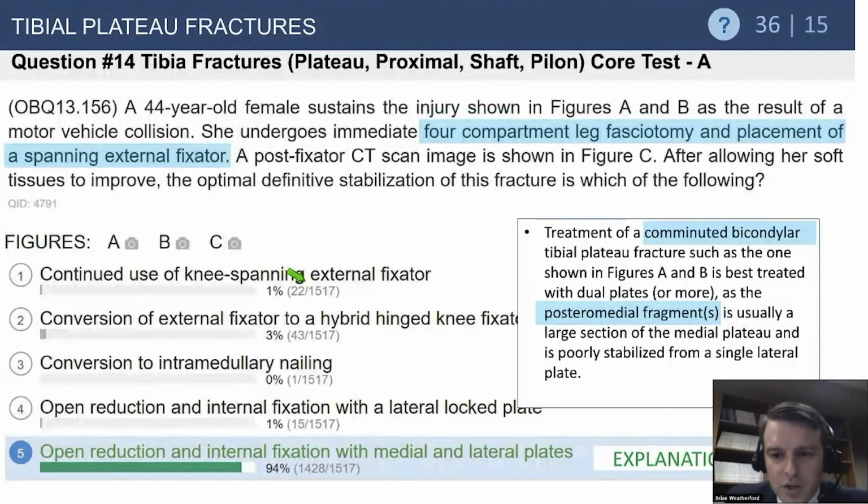So comminuted bicondylar fracture. Typically, initially, we're going to manage that with an external fixator, especially when they've had a fasciotomy and they have an associated compartment syndrome. We do tend to restore these with both medial and lateral plates.